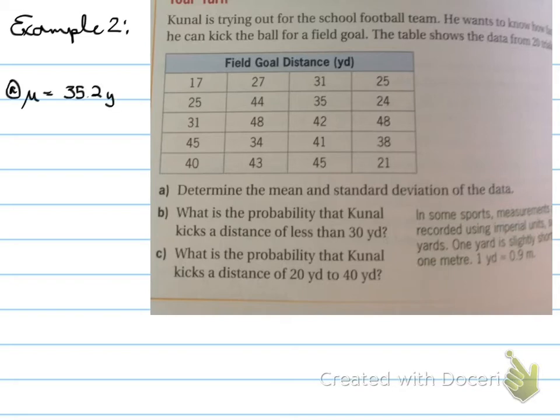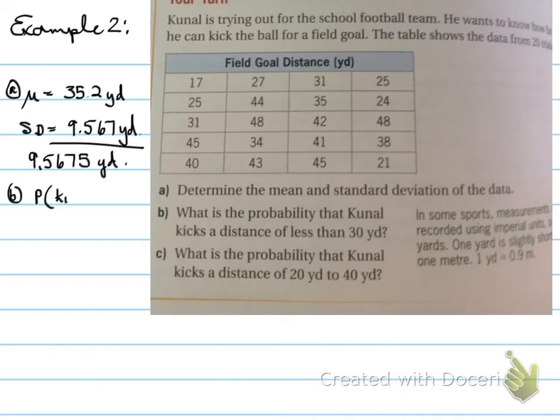When we try to find the mean, we add up all the numbers and divide by the number of numbers, and we will get 35.2 yards. So we add up all the numbers, divide by 20, and get 35.2 yards. The standard deviation is going to be 9.567 yards, or 9.5675 yards. Now remember, folks, I hope you remember how to calculate the standard deviation.